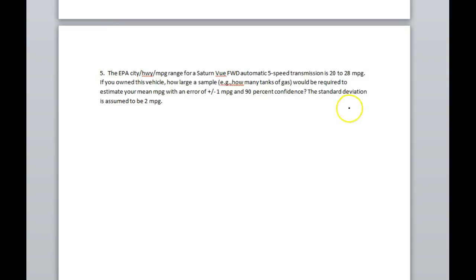Right? Because we assume a standard deviation, that means we're talking about a sigma. I think if we said it was calculated to be, then we would be talking about an S. But we assume, so we're talking about 2, the population standard deviation. So we have a sigma equal to 2. The error is equal to 1, right? We want to know plus or minus 1, so error is equal to 1.